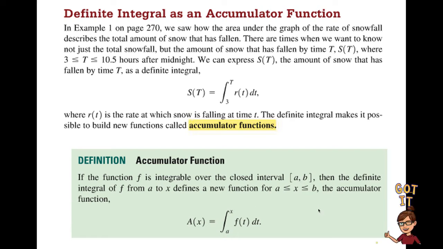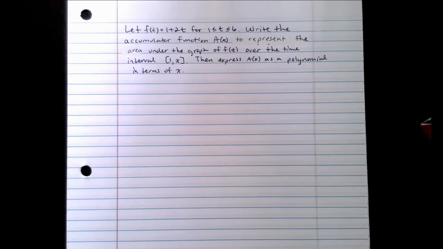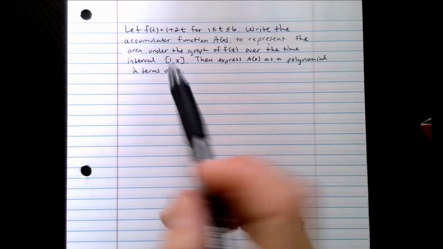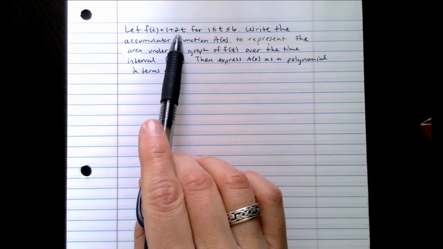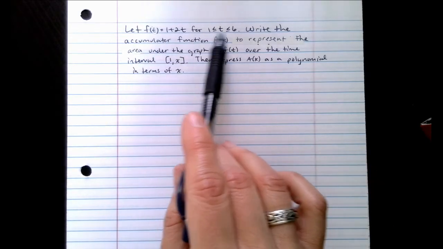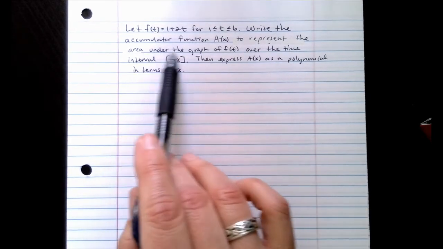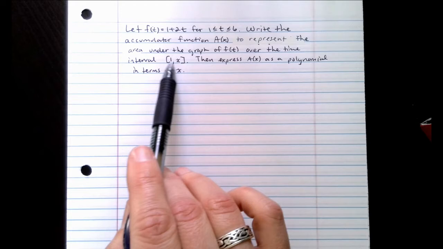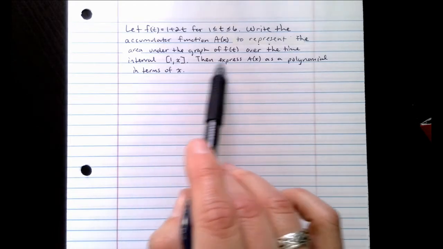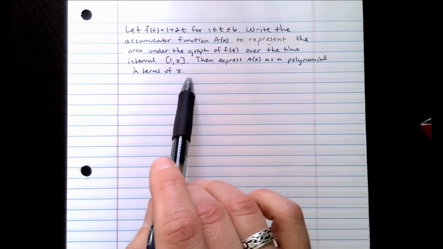So let's see how these are actually created in practice. In this scenario here, we're going to create an accumulator function, and then I'm going to show you how it can be turned into a polynomial. So here's the problem. Let f of t equal 1 plus 2t for t in the closed interval 1 to 6. Write the accumulator function, called A of x, to represent the area under the graph of f of t over the time interval from 1 to x. Then express A of x as a polynomial in terms of x.